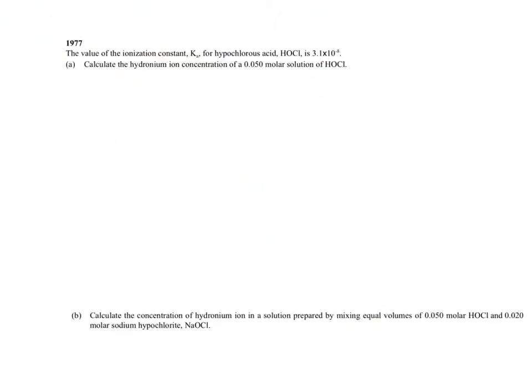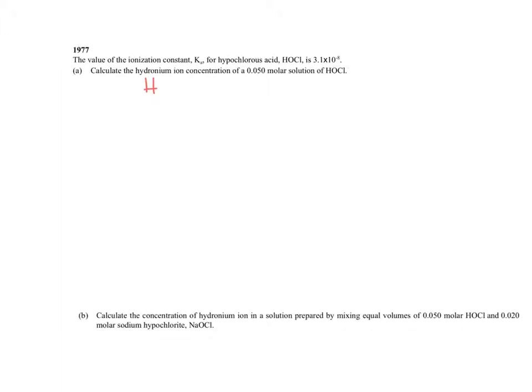This is the last one from 1977. The first part: calculate the hydronium. And remember, hydronium is the same as saying calculate the H plus concentration. Basic ICE table stuff. If you want to skip the ICE table, you know that it's going to be X times X over the original concentration of 0.050 molar, and that's going to be set equal to 3.1 times 10 to the negative 8th.